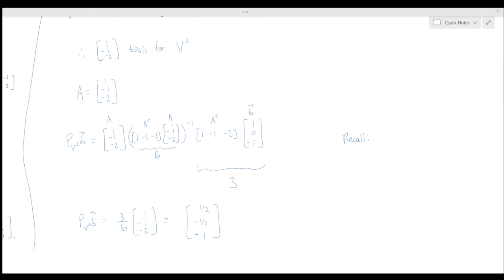Yeah, similar to the previous example, it was just a lot easier because my matrix A was only a matrix with one column in it, okay?